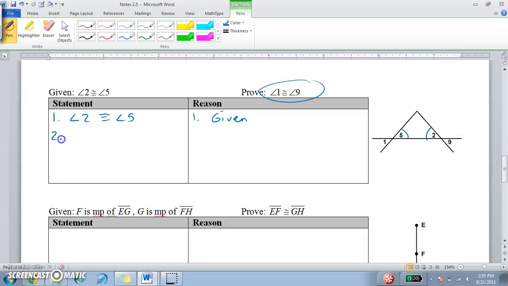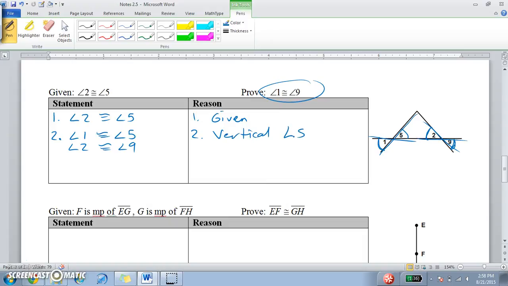So what else do I have here? Well, I've got angle 1 and angle 5 make an x. So we remember those are called vertical angles, and those are congruent to each other. So angle 1 would be congruent to angle 5. Similarly, angle 2 is also congruent to angle 9 because those are also vertical angles. Those make an x. So I can write those on the same statement because those are the same thing, the same reason. So these are both vertical angles.